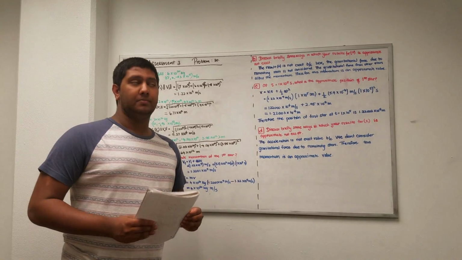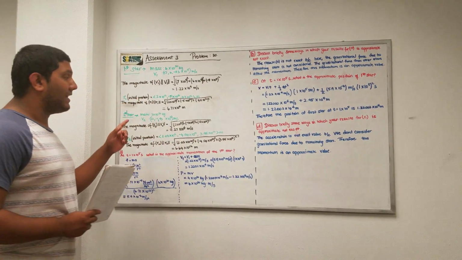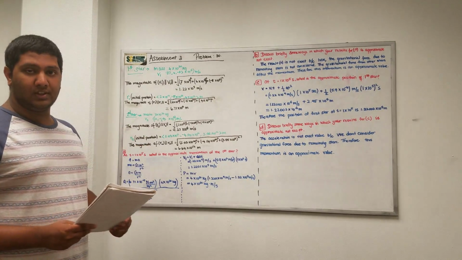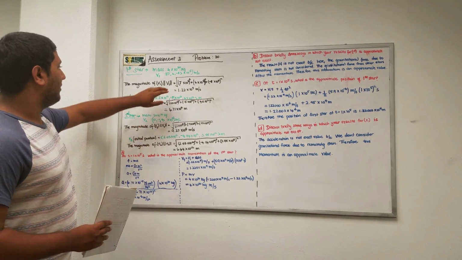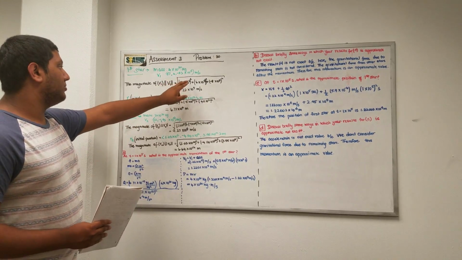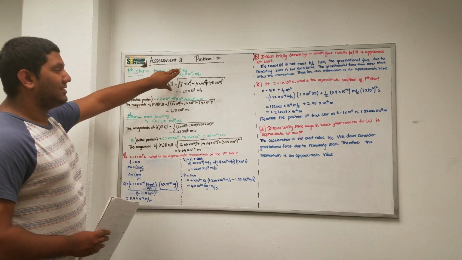In this problem, there are two stars given, and for both stars, the mass, the initial velocity, and the initial position are given. All the values were given as vectors, so I changed them to scalars. For the first star, I just kept the mass.